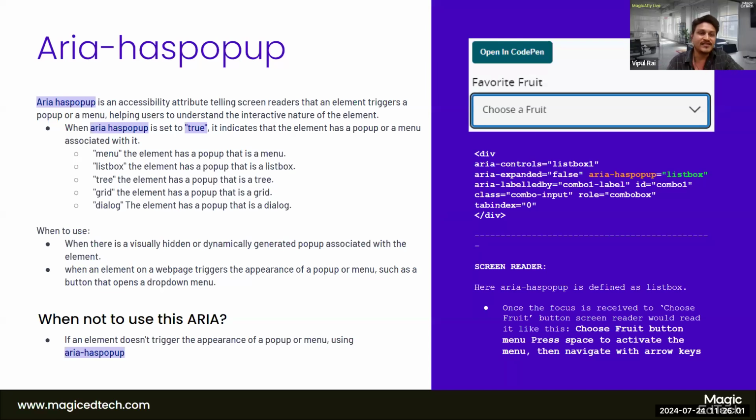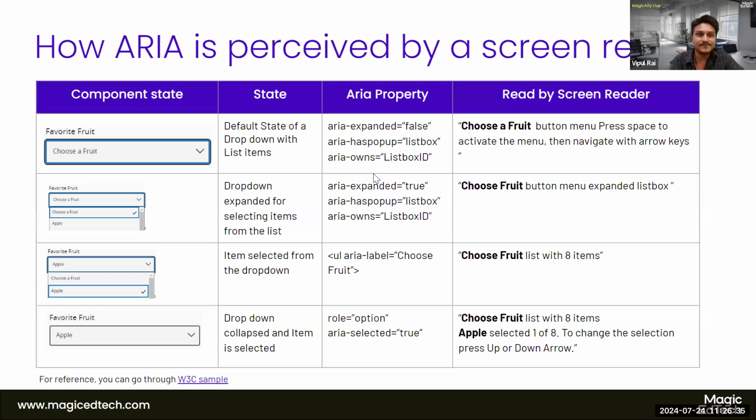Now, when to use this? If there is any dynamic or visually hidden content which has a pop-up associated with the element, then we will be using the ARIA has pop-up property. Or when an element on a web page triggers the appearance of a pop-up, or a button opens a drop-down, then we'll be using this property. If an element does not require any pop-up or triggering of a menu, we should avoid using ARIA has pop-up. Moving on to the next slide.